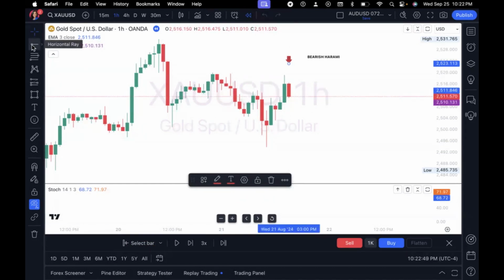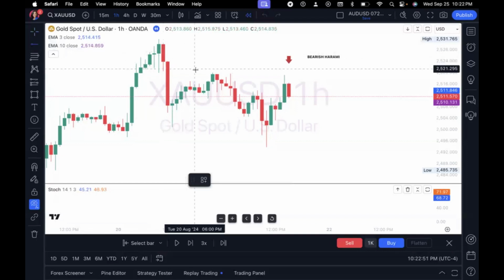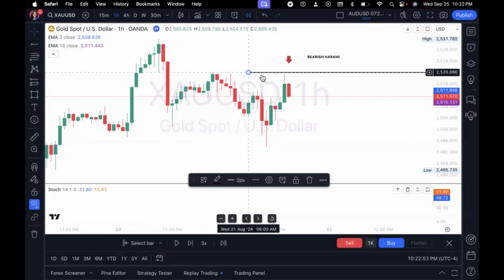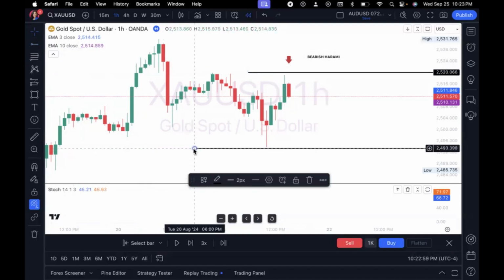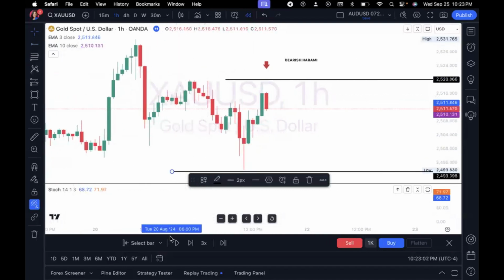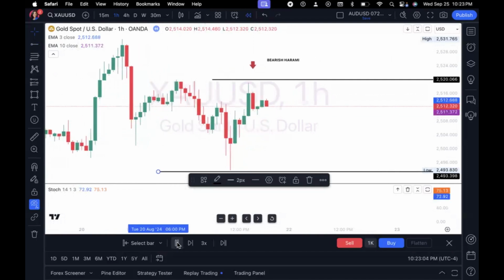When it comes to setting your take profits and stop losses, for a bearish Harami, you want to set it above the high, right? Because it shouldn't get higher than that if it's a downtrend. And you want to set your take profit at a previous low. So let's just go ahead and hit play and see what happens here.